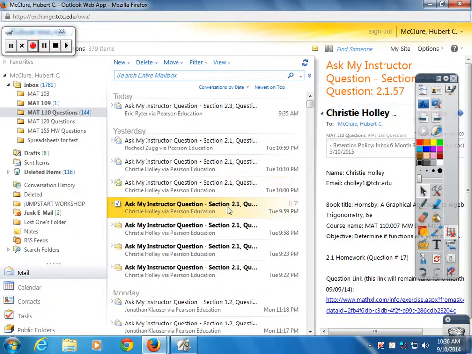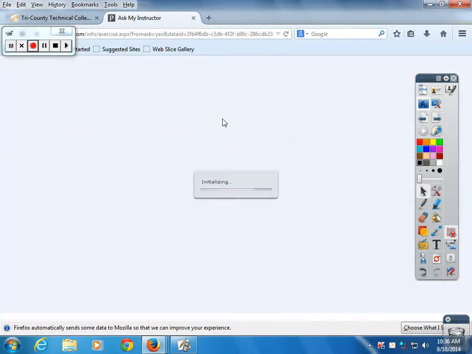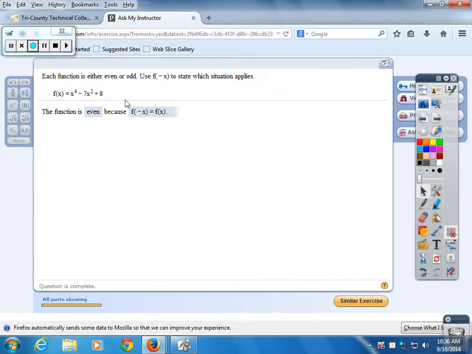I know we're going backwards, but no, this is 57. No, it's 17. We are going backwards. So, don't matter. 17. Check to see if it's odd or even. So let's do it. Same thing we've been doing. F of x compared to f of negative x. So f of x is equal to x to the fourth minus 7x squared plus 8.